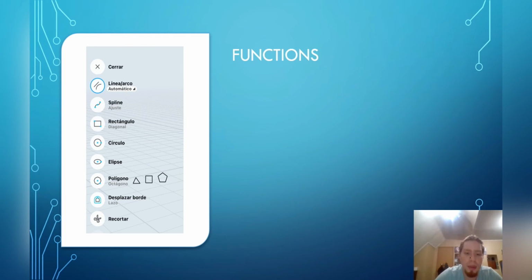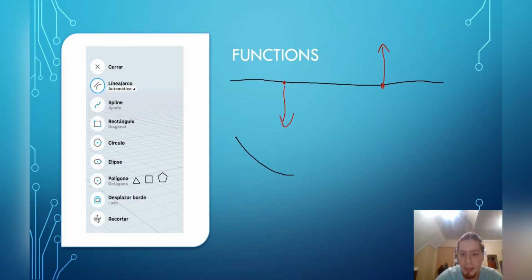For example, in a plane, I can draw a line or an arc, or I can draw a spline. Let me give you an example of what a spline is. If I draw a line, I can move this point and this point of that line, and I can move it over here, and this one over here, and my resulting line is going to look something like this.